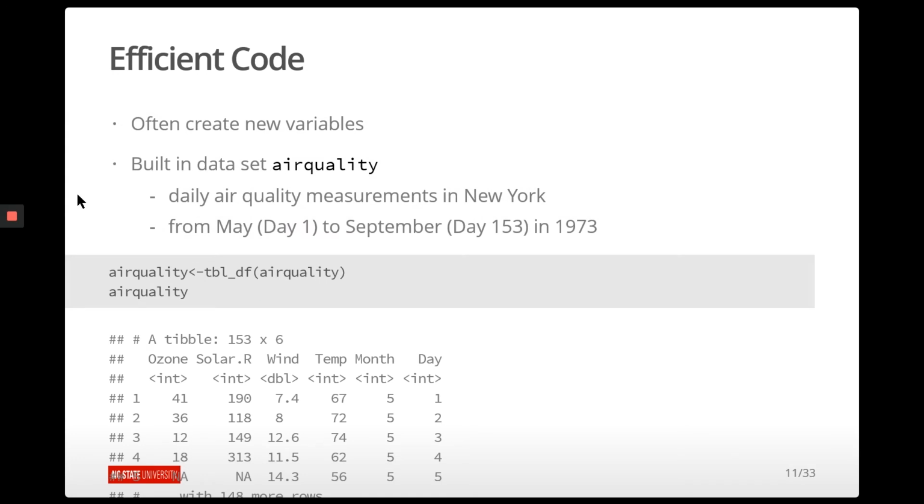All right, another place where we might want to use these vectorized functions is creating new variables. And we've actually already done this, but just to give you another example of it. There's a built-in data set called airquality. And this gives air quality measurements in New York City from back in the 70s. There's a column called ozone, solar radiation, wind, temperature, month, and day.